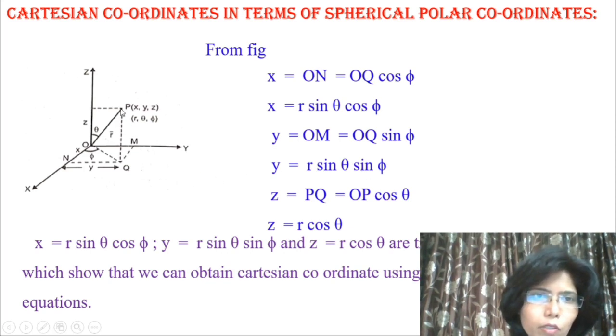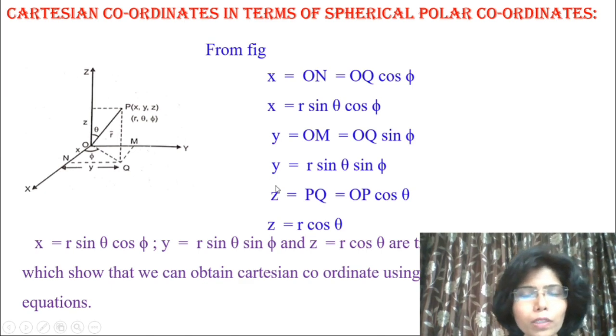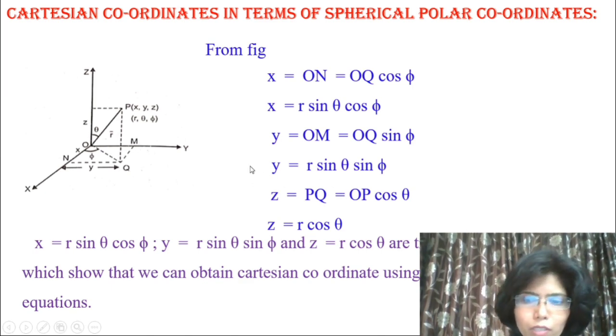Similarly, this is your z, that is PQ, and it is equal to OP into cos of theta. So z can be written as r cos theta. So x is equal to r sine theta cos phi, y is equal to r sine theta sin phi, and z is equal to r cos theta. These are the transformation equations, which show that we can obtain the Cartesian coordinates using these transformation equations.